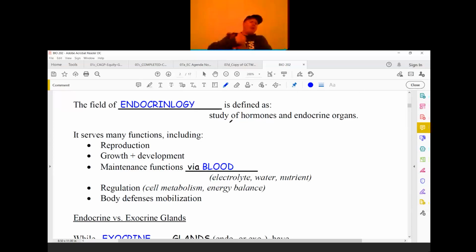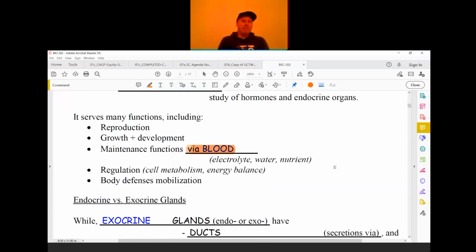When you want to have a look at what functions the endocrine system serves, where do we have hormones playing a role? Well, it is pretty much in all parts of the body, all processes within the body. The big message that I want you to take away from this is that all of that happens through the blood, through the circulatory system. So that's really the big take-home message.